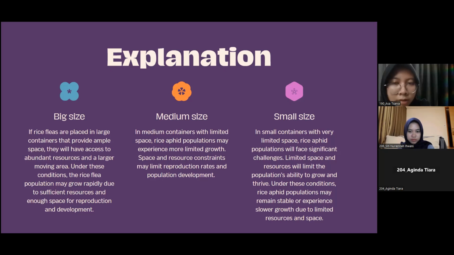And the last, for small size. In small containers with very limited space, the rice weevil population will face significant challenges. Limited space and resources will limit the population's ability to grow and thrive.